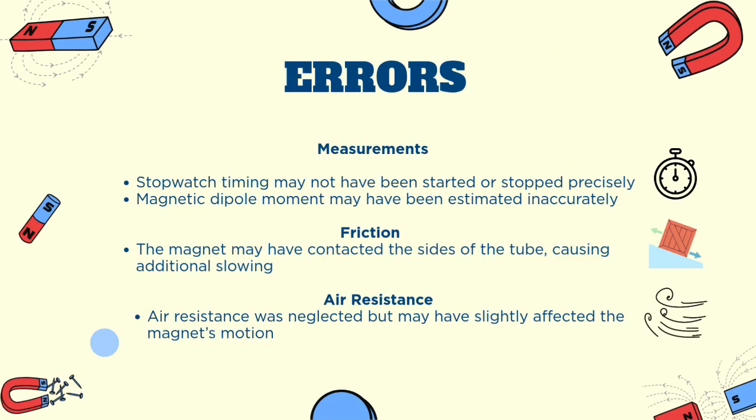Some of the errors that were involved in this lab were the measurements, such as the stopwatch timing may not have been accurate due to human error, obviously, and the magnetic dipole moment may have been estimated inaccurately. And then we also have friction. While the magnet was going through the aluminum tube, it could have had slight contact with the walls of the tube, which may have caused friction and an imbalance in forces. And then also air resistance, which was neglected, but it might have had a slight effect on the magnet's motion inside of the tube.